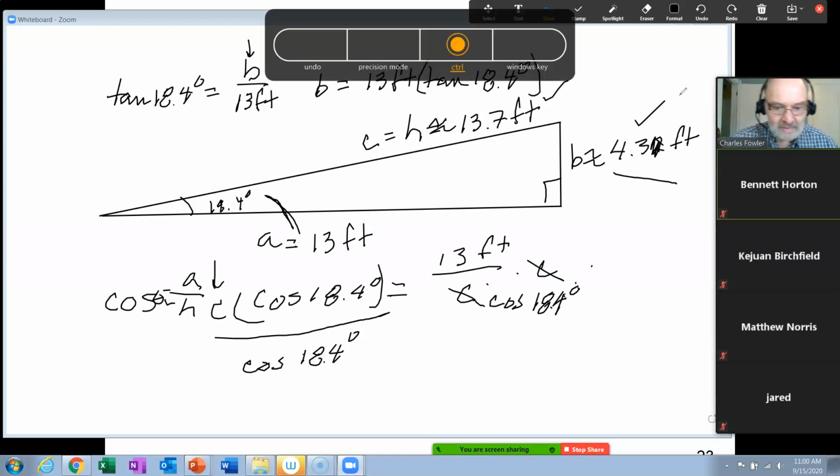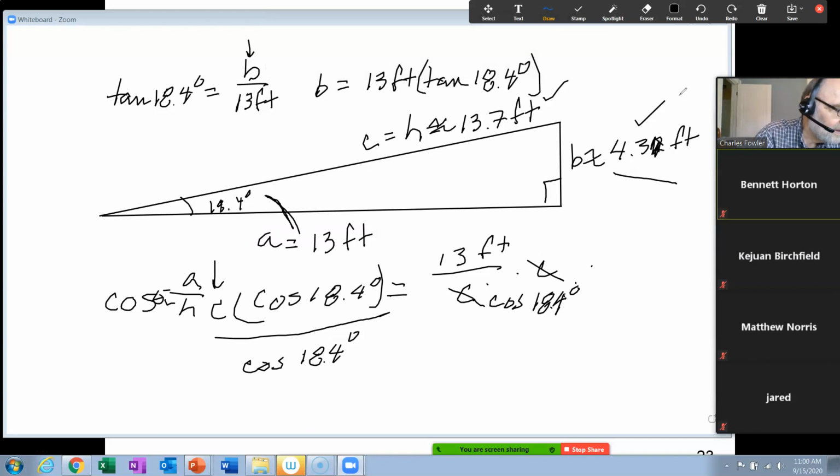Now, there is a checkpoint following every example. Please do the checkpoints as soon as you can outside of class. Okay?